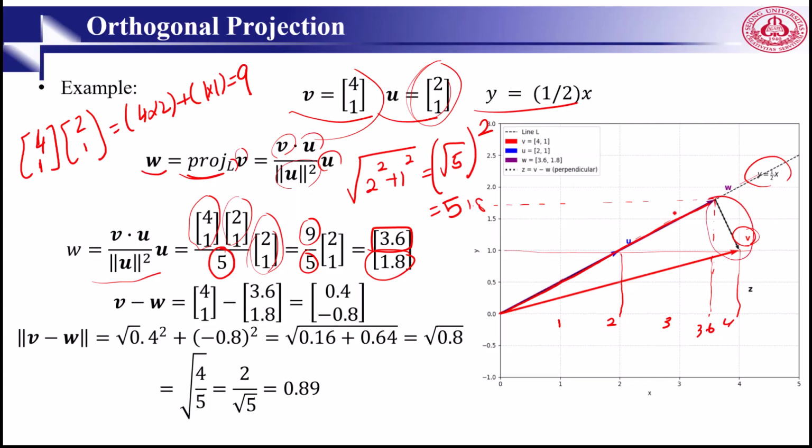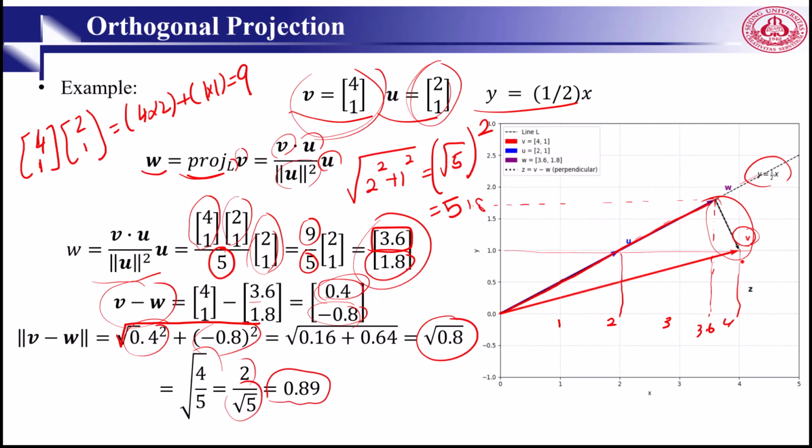We want to find the distance between V and W. V is (4, 1), and W we found here. So 4 minus 3.6 is 0.4, and 1 minus 1.8 is minus 0.8. Then we find the norm. The norm of V minus W is the square root of 0.4 squared plus (minus 0.8) squared, which is the square root of 0.8. We can write 0.8 as the square root of 4 over 5, which is equal to 2 divided by the square root of 5, and that is 0.89.